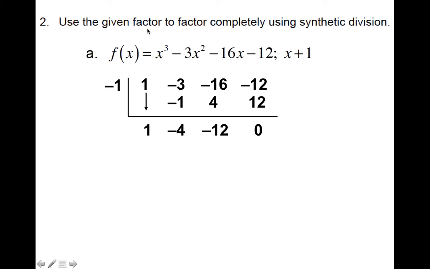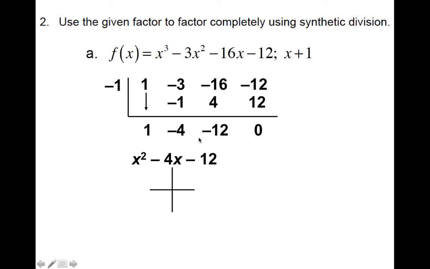So now we're going to rewrite this with our variables. So if this is x cubed, this is going to drop by a power of 1, so this is going to be 1x squared, or x squared, minus 4x, minus 12. We don't need to write the remainder of 0. So that is what we have after synthetically dividing by x plus 1.